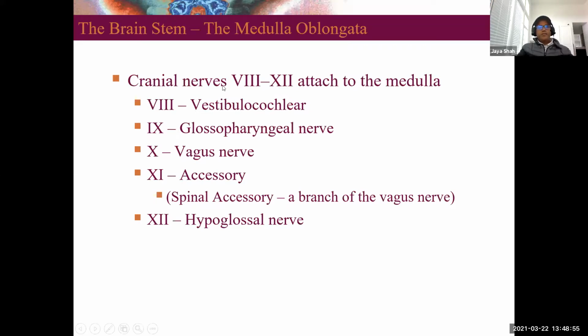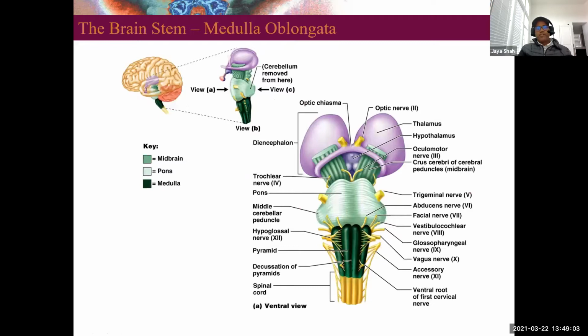These are the cranial nerves: vestibulocochlear, glossopharyngeal, vagus, accessory, hypoglossal, and they all have their own function. So you see here, as I said earlier, all the cranial nerves. Let's go over these nerves. Olfactory nerve is for smell, optic is for vision, oculomotor is for eye movement. Then trochlear is also for eye movement, like when you're voluntarily moving your eyeballs. Abducens is also for eye movement.